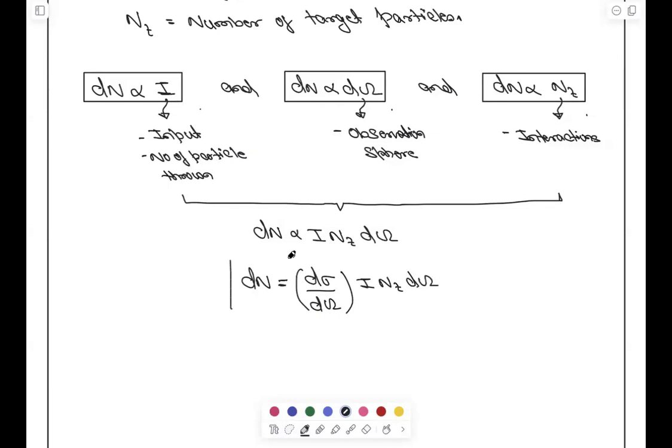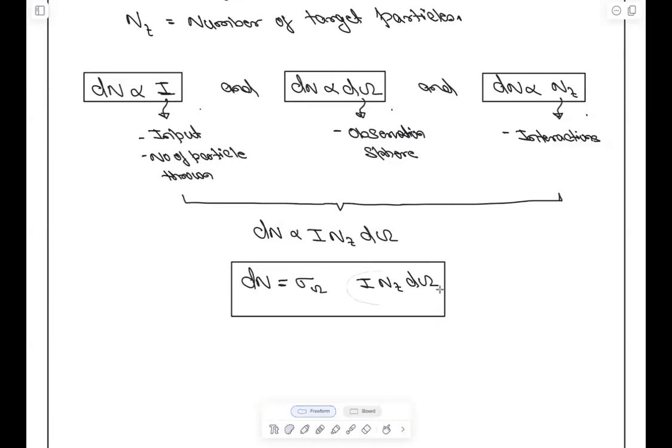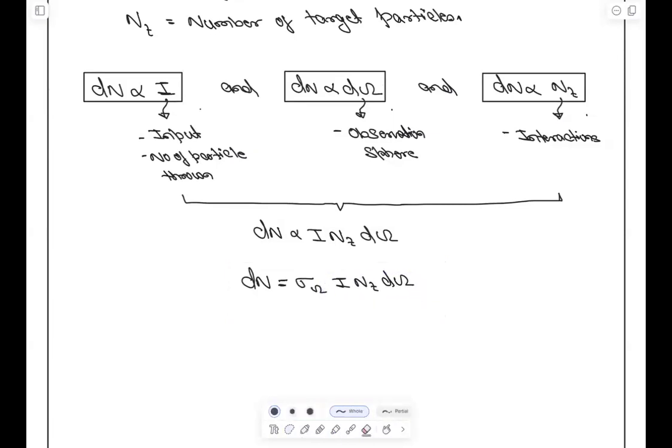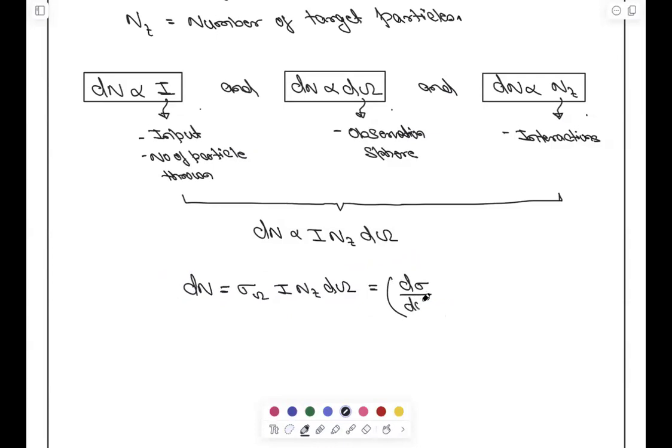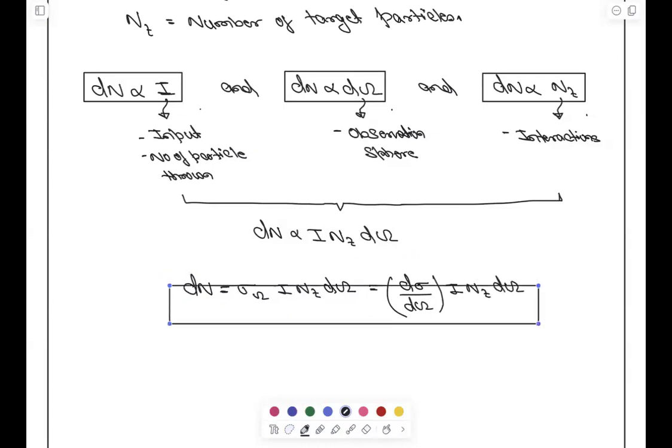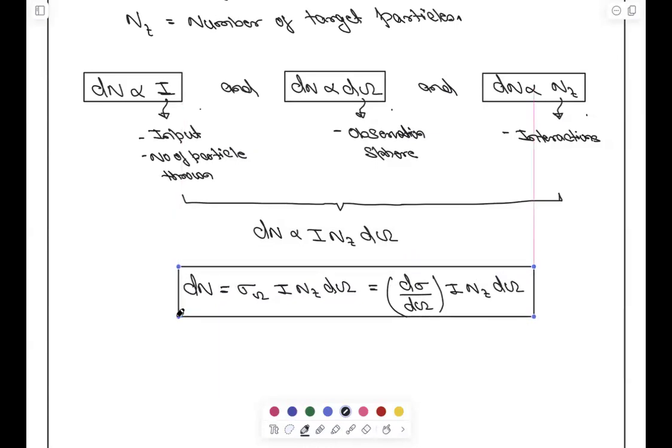और अगर तुम्हें इसमें तकलीफ होती है तो तुम उससे ऐसे लिख लो, सिग्मा ओमेगा, ठीक है, सिग्मा ओमेगा इज डी सिग्मा बाई डी ओमेगा, एंटी इंटू. Obviously this sigma omega has to be a constant quantity, and this is what we known as differential cross section area.